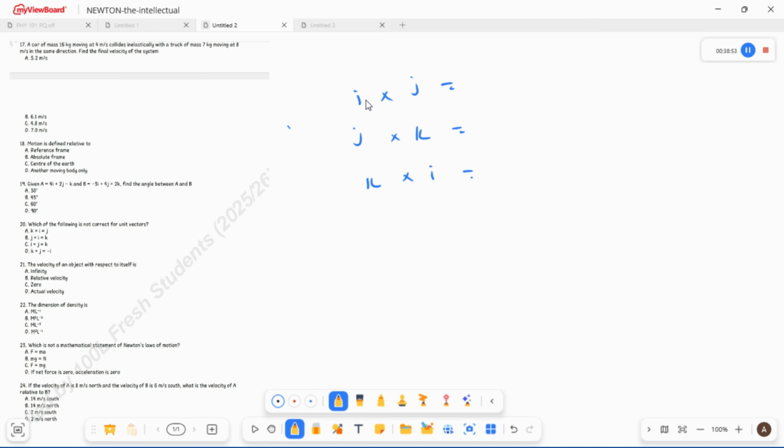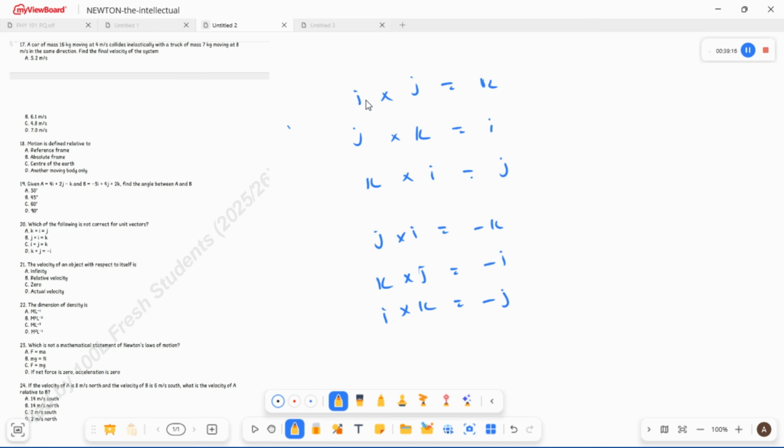Now I times J is going to give you the third letter, which is K. J times K is going to give you the third letter, which is I. And K times I is going to give you the third letter, which is J. Now, when you reverse the order, it gives you the negative, right? So J times I is going to give you minus K instead of positive K. Then when you reverse K times J, it's going to give you negative I, and when you reverse I times K, it's going to give you negative J.